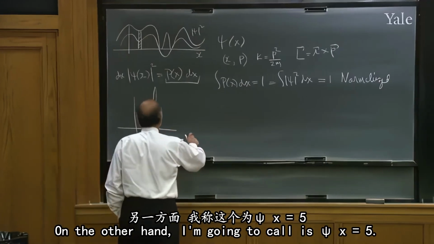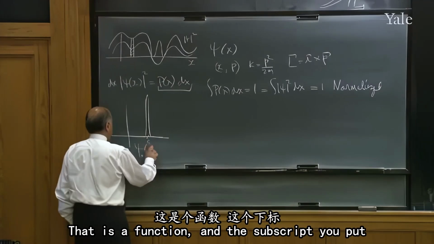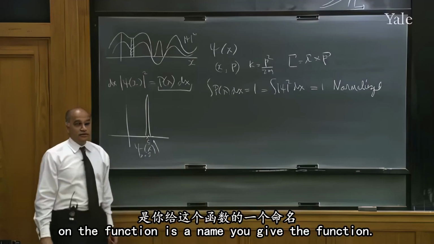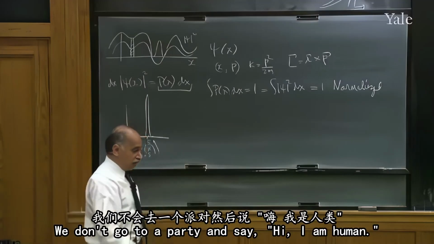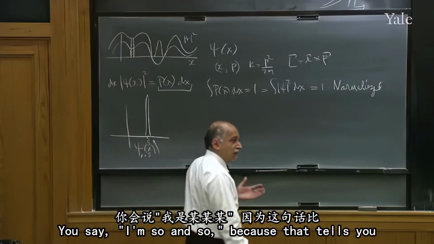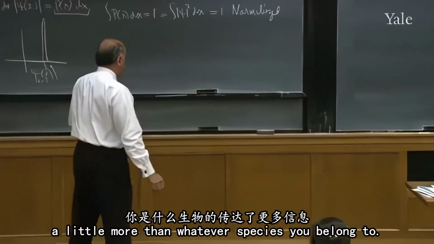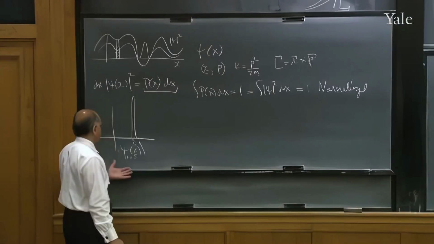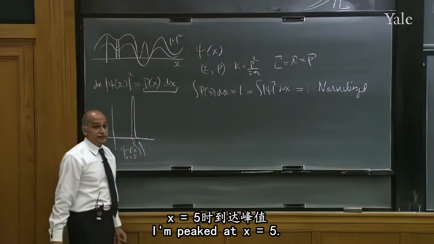On the other hand, I'm going to call it psi x equal to 5. That is a function, and the subscript you put on the function is a name you give the function. Like we don't go to a party and say, hi, I am human, right? You say, I'm so-and-so, because that tells you a little more than the whatever species you belong to. Similarly, these are all normalizable wave functions, but x equal to 5 is one member of this family, which means I'm peaked at x equal to 5.